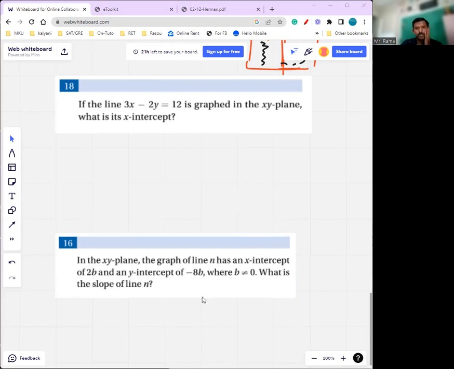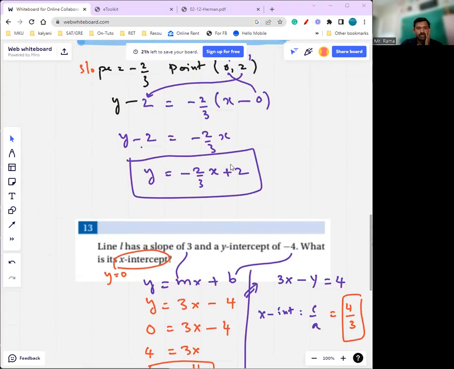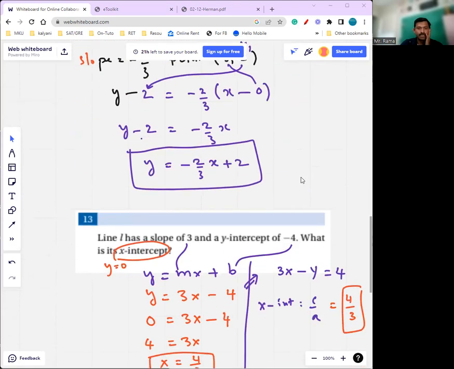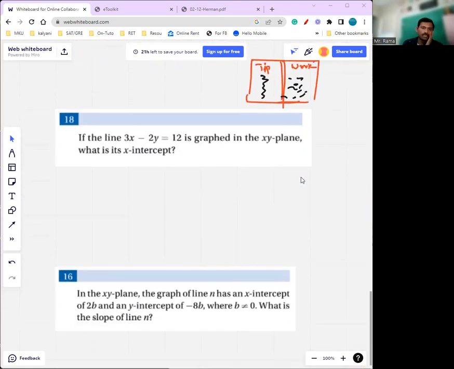Very good. Very good. Yes, that is correct. Okay. So for their x-intercept, go back to your rules. X-intercept is C over A. Obviously, I can look at it. C is 12. C over A, 12 over 3. That is 4. That's the answer. See how fast you can do these problems if you know those techniques.